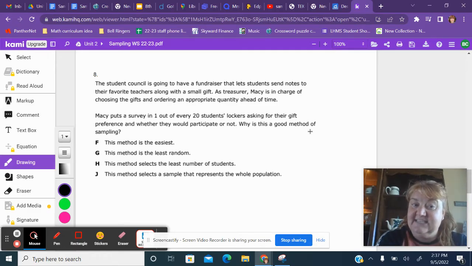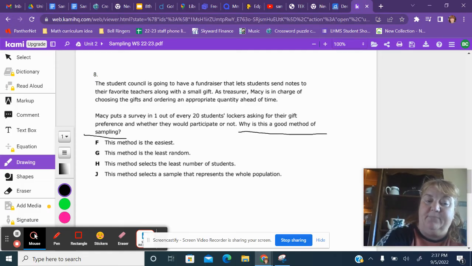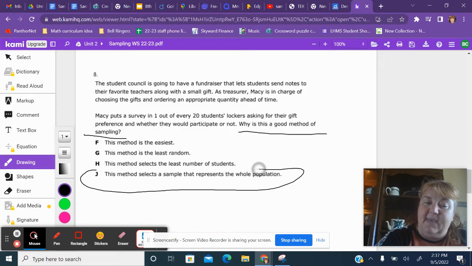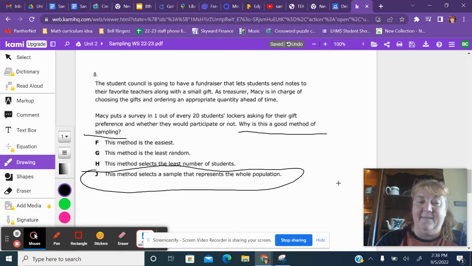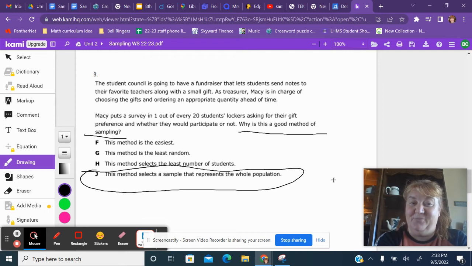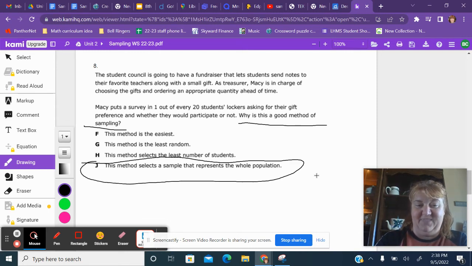The method is the easiest. The method is the least random. Again, what does random mean? Each outcome is equally likely to occur. The method selects the least number of students. The method selects a sample that represents the whole population. Now we're saying, why is this a good sampling? Because it's a method that selects a sample that represents the whole population. Okay, it's definitely not the easiest because every 20 lockers you have to put a survey in there. So that probably wouldn't be the easiest.